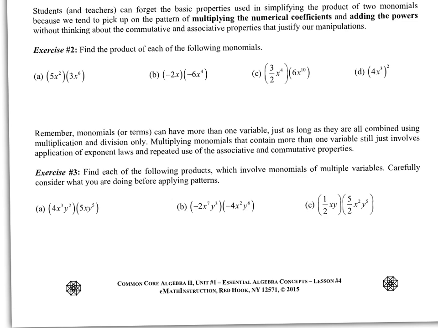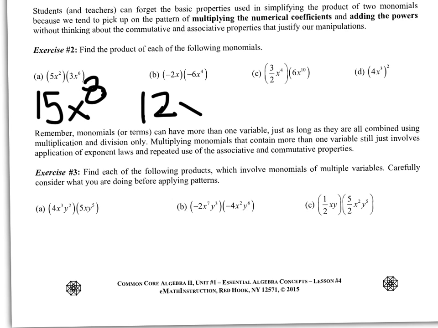In these examples, you can see in A, all we have to do is multiply the 5 by the 3 and the x squared times the x to the 6. Because those powers have the same base, we can add those exponents. So the answer would be 15x to the 8th. In choice B, we'd multiply the negative 2 by the negative 6. Remember, a positive times a positive is a positive, but a negative times a negative is also a positive. When you're multiplying, if the signs are the same, the answer is positive. So we would have 12, and again, the bases are the same, so we can add the exponents.